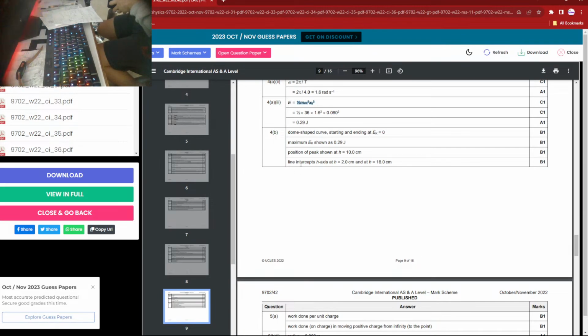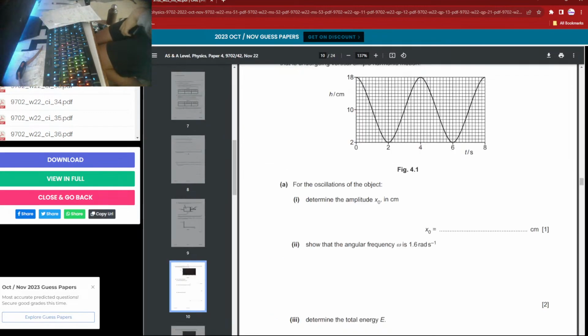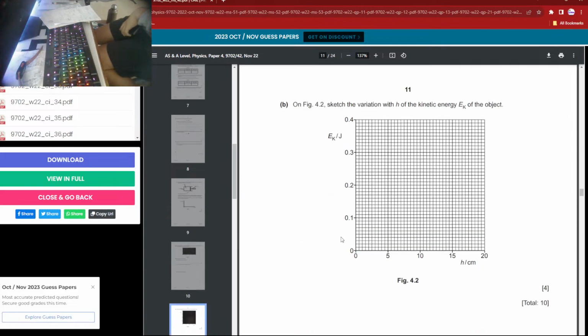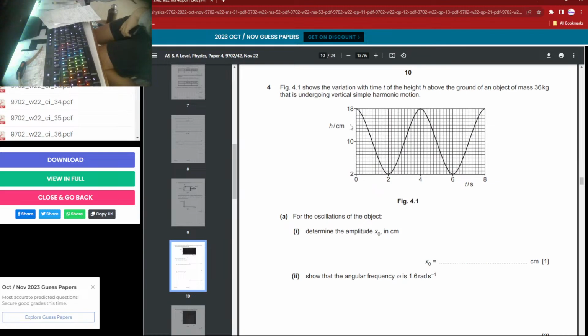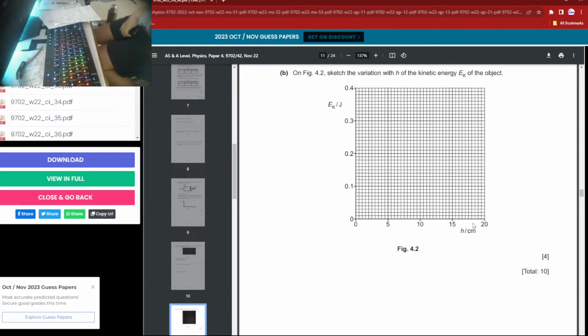Yeah. Okay, next one. 4b, dome-shaped curve starting and ending at EK equals 0. Okay, yeah. Line intercepts h-axis at h equals 2 and h equals 18. Okay. Position of peak shown at 10. Okay. Maximum EK shown at 0.29. Alright, that's full marks. So for this one, you actually don't start over here. Don't start here because it doesn't reach here. The lowest would be 2 and highest would be 18, so it'll be 2, 18.